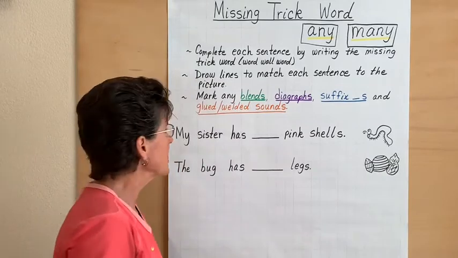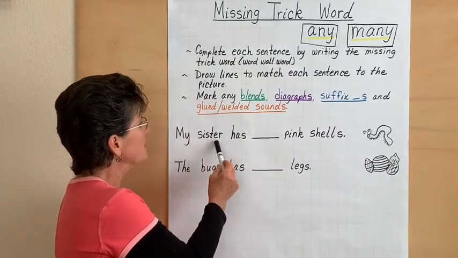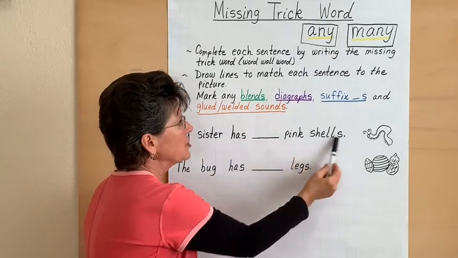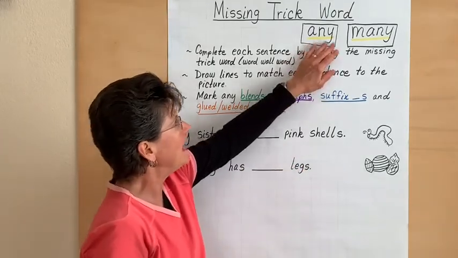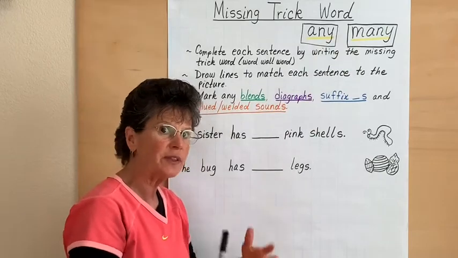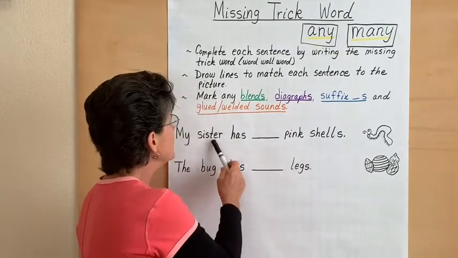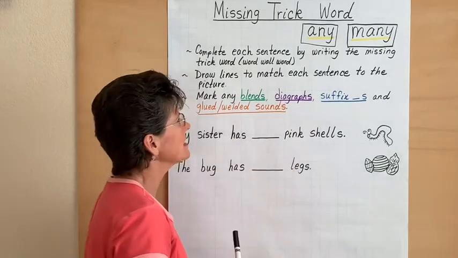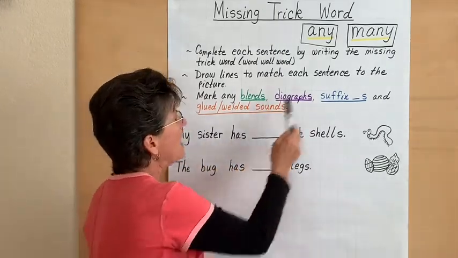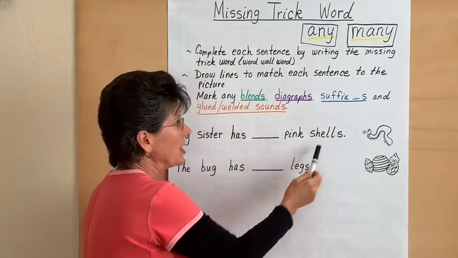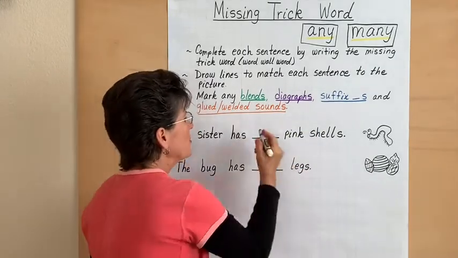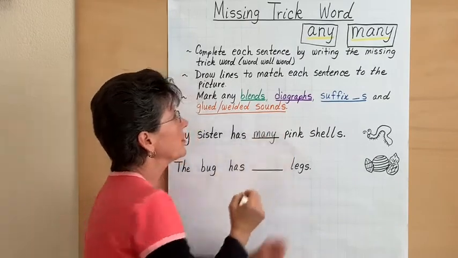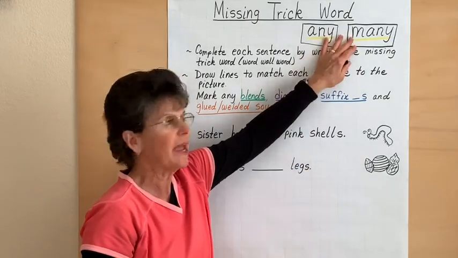So let's look at our first sentence. "My sister has blank pink shells." So I have to use either "any" or "many." I'm going to try them both and see which makes the most sense. "My sister has any pink shells?" That doesn't sound right. "My sister has many pink shells." That sounds correct. So I'm going to go ahead and fill the word in, "many." And remember, they're going to be right up here on the top of your page.